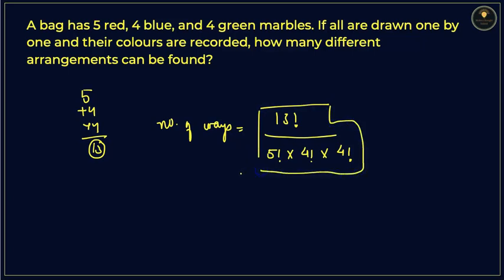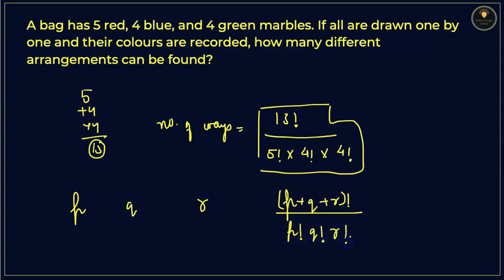So this is the important thing that you have to understand. If there are P terms, Q terms and R terms, all identical to each other, firstly you have to write P plus Q plus R, and take the factorial of it, and then you have to divide it by the individual factorials, that is P factorial, Q factorial and R factorial.